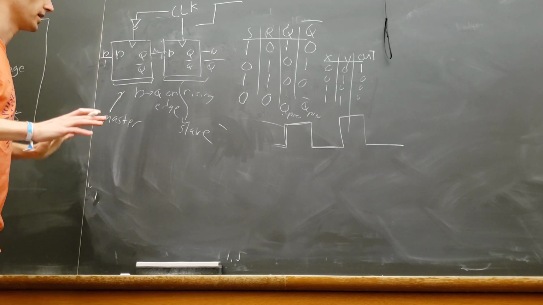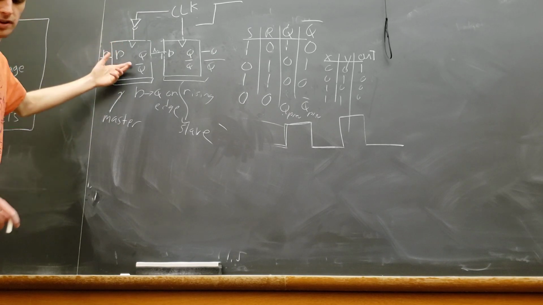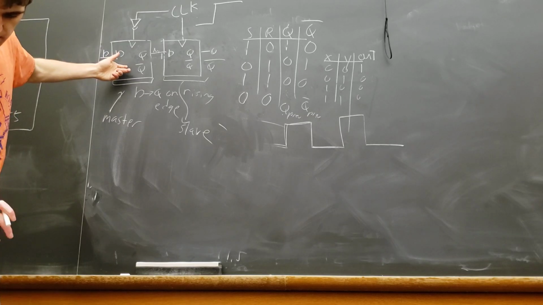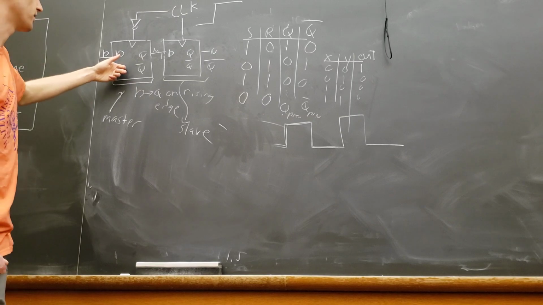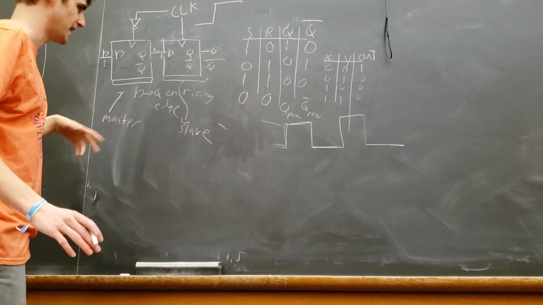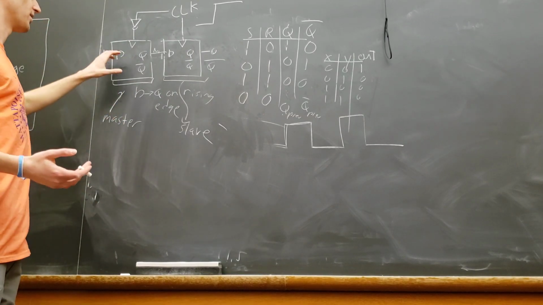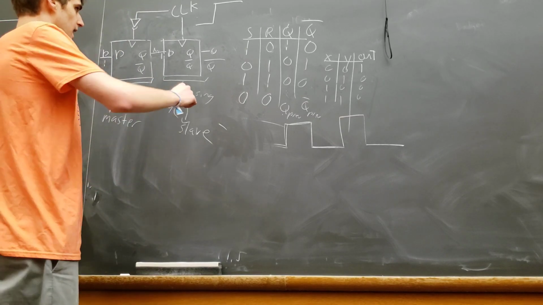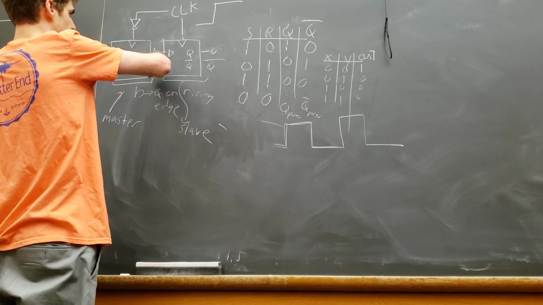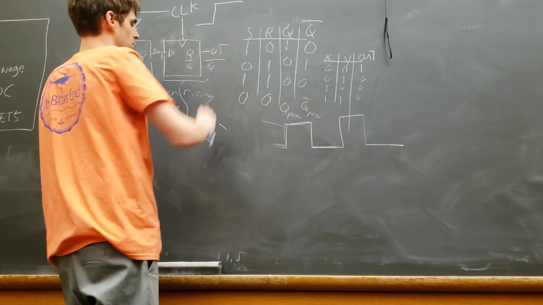Because this is 0, it's opaque, that's the terminology. It's opaque, that's what you call it when it's 0. So it's not going to copy over whatever the D is. So this is a 1. So that means that this gets copied over there, and that's the output Q.